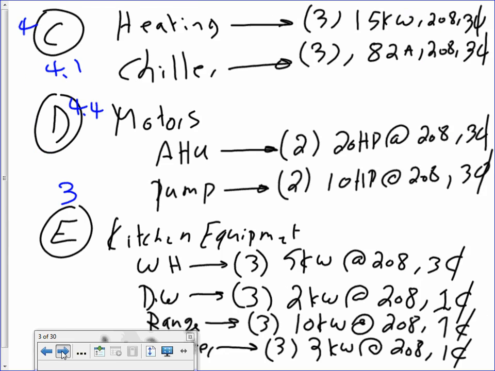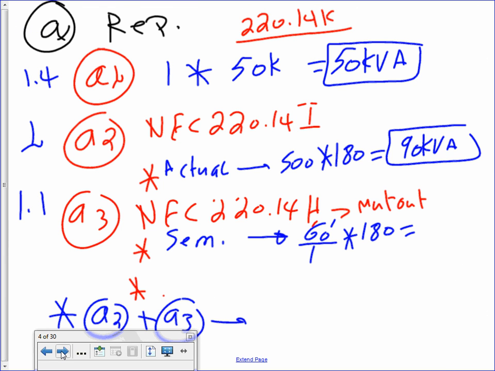60 and 80. All right, so simultaneously used, which is the 60, we do the math on that one. That will get you 10.8 kVA. Just make sure you know where the 180 is coming from: 220.14H tells you if it's simultaneously used, you give 180 volt amp for every 1 foot.